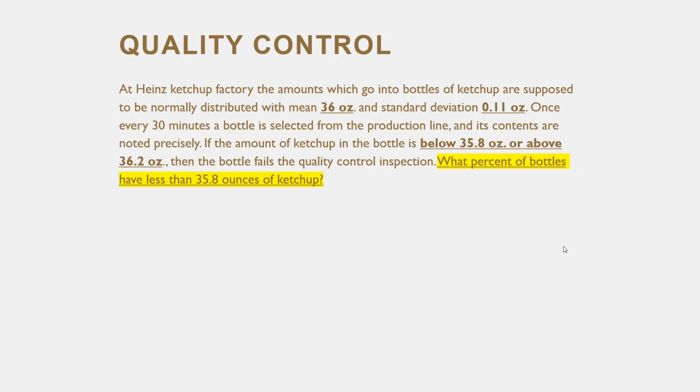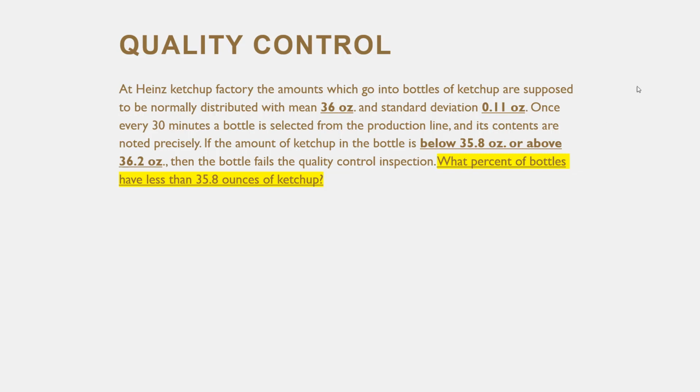Let's say that you work for a Heinz ketchup factory, and the amounts which go in the bottle of ketchup are supposed to be normally distributed with mean 36 ounces and standard deviation 0.11 ounces. Once every 30 minutes, a bottle is selected from the production line and its contents are noted precisely. If the amount of ketchup in the bottle is below 35.8 or above 36.2 ounces, then the bottle fails the quality control inspection. What percent of bottles have less than 35.8?